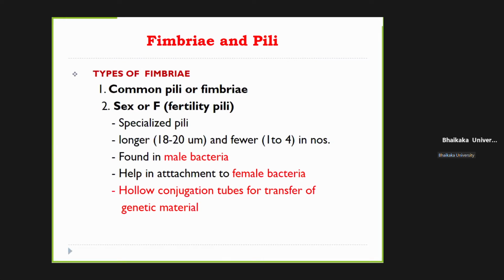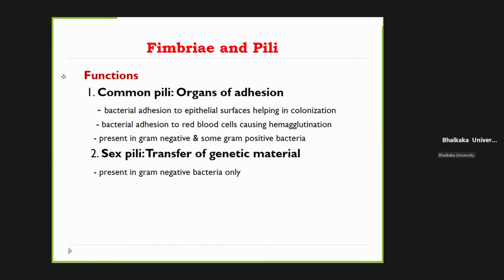Now, types of fimbriae: the common pili or fimbriae, and the fertility pili. They are specialized pili, longer and fewer in number compared to common pili, and they are found in male bacteria. They help in the transfer of genetic material by forming hollow conjugation tubes. Common pili act as organs of adhesion for the organism. So bacterial adhesion to epithelial surfaces helps in colonization by the common pili.